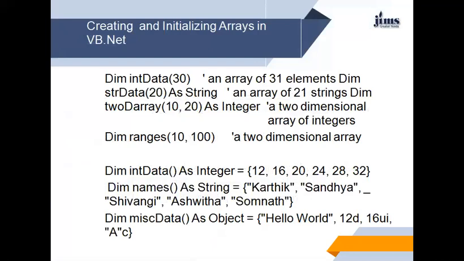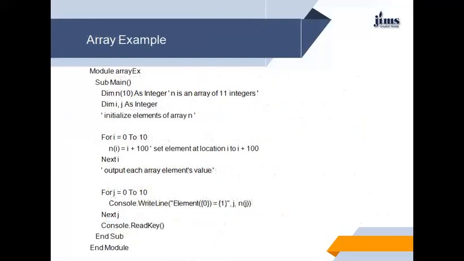We can also declare an array as Object, Dim miscellaneous data as Object. In the object we are passing different sorts of things like Hello World, a string, 12D, 16UI, A and C. So these things will be there. Object will be there. It will contain the object of that.